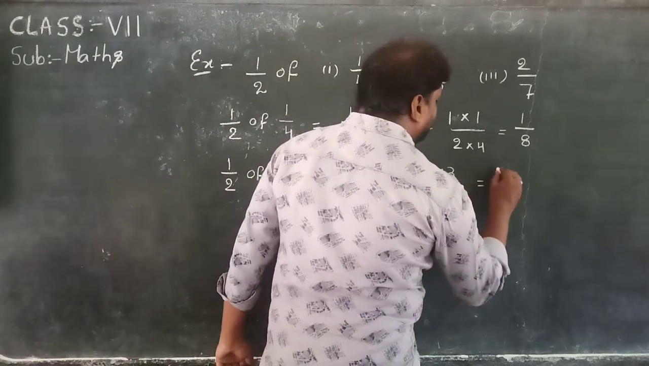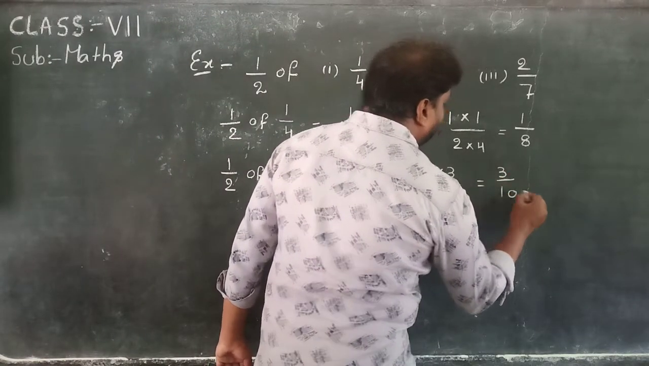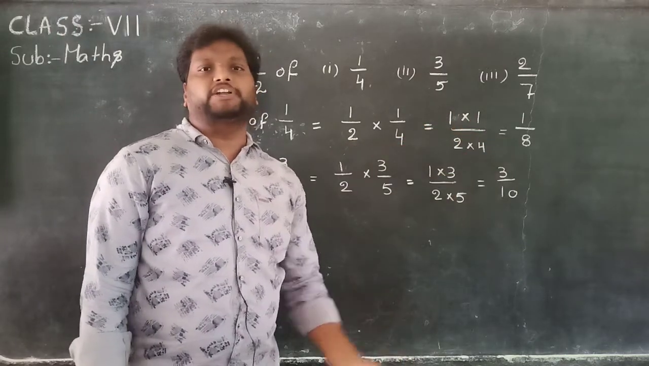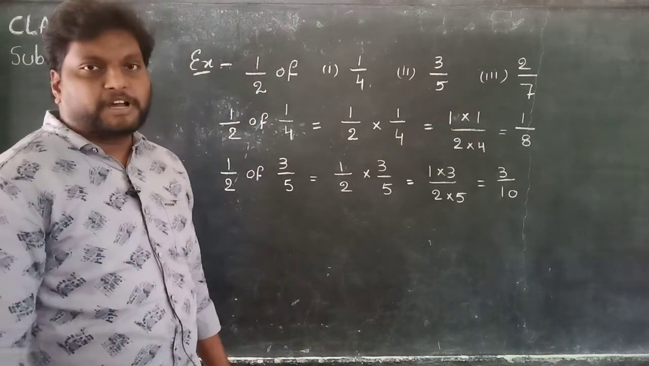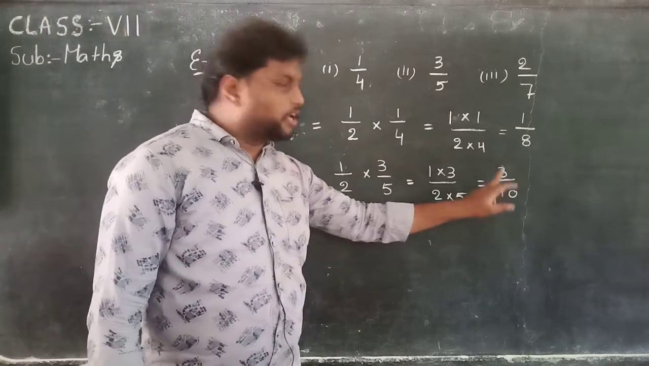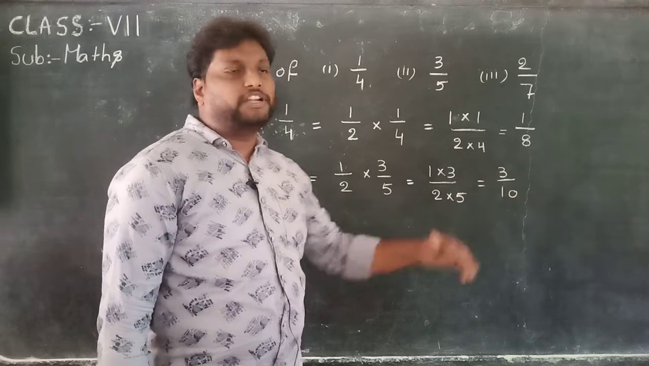1 into 3 is 3, 2 5 jar 10. This is the proper fraction. It is not possible to convert into mixed fraction. It is possible only for improper fraction to mixed fraction. This is the proper fraction, that too in standard form, so it is not possible to convert into mixed fraction.